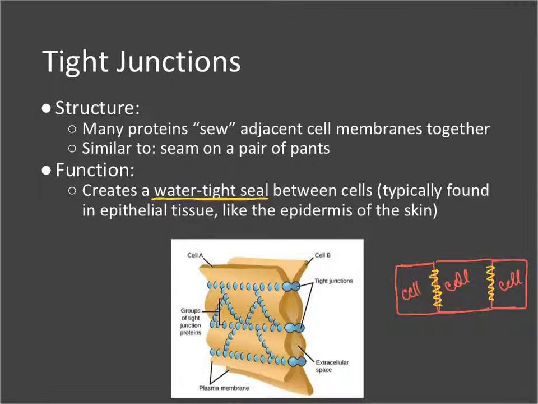So we see tight junctions in things like the epidermis of the skin. So your skin forms a solid sheet that's acting as a barrier. And so materials that are outside the cell, so maybe something like a bacterium that shouldn't get deeper in the body, it's not going to be able to pass through those tight junctions. So it's going to stay on the surface of the skin and ultimately be killed maybe when you wash your hands.